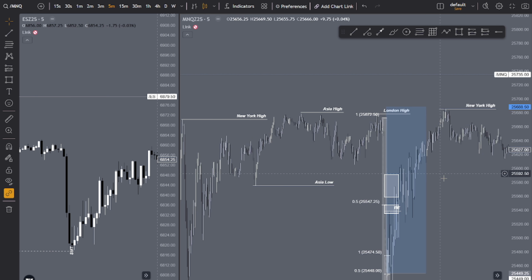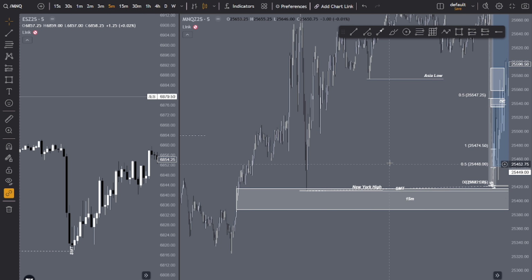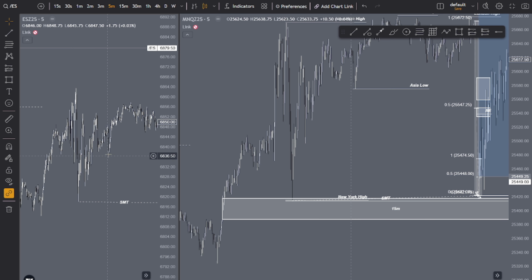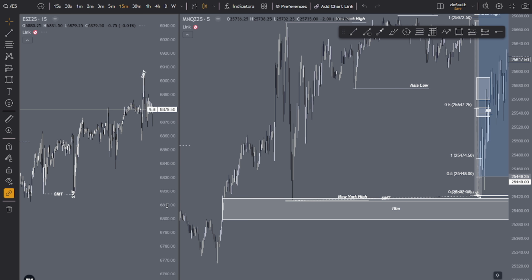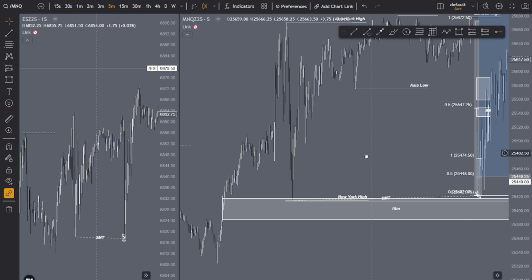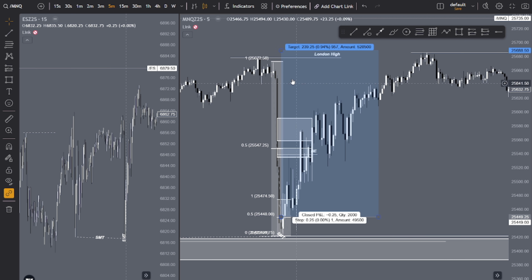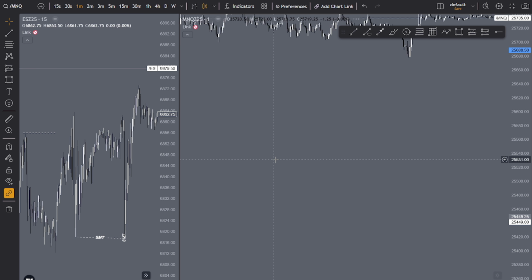We went down, right? Crazy manipulation down to the downside. We sweep Asia low, New York low. Sorry, I keep saying this wrong. We didn't sweep New York on NQ, but we did sweep it on ES. That is an SMT. We have a 15-minute or a higher time frame SMT. Boom. First confirmation. Okay. You have manipulation. You have your SMT. Now you wait.